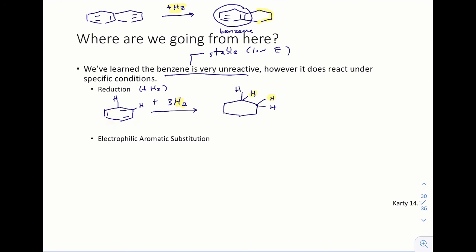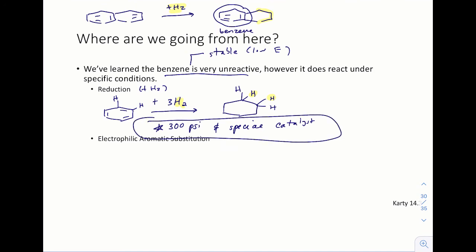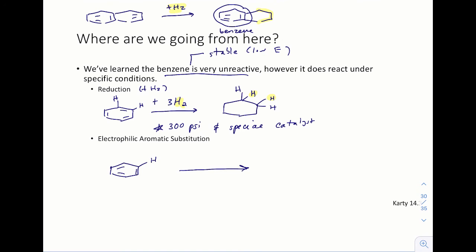So yes, benzene can be reduced, but guess what? It requires 300 psi, that's really high pressure, of hydrogen gas and a special catalyst. So disrupting aromatic systems is uphill. It requires an energy input, but it can be done. It can be done with 300 psi of hydrogen gas and a special catalyst. No problem, right? A little bit of a problem, yeah. There are some other ways to reduce benzene as well. We'll discuss some later, but they also will involve pretty forcing conditions.